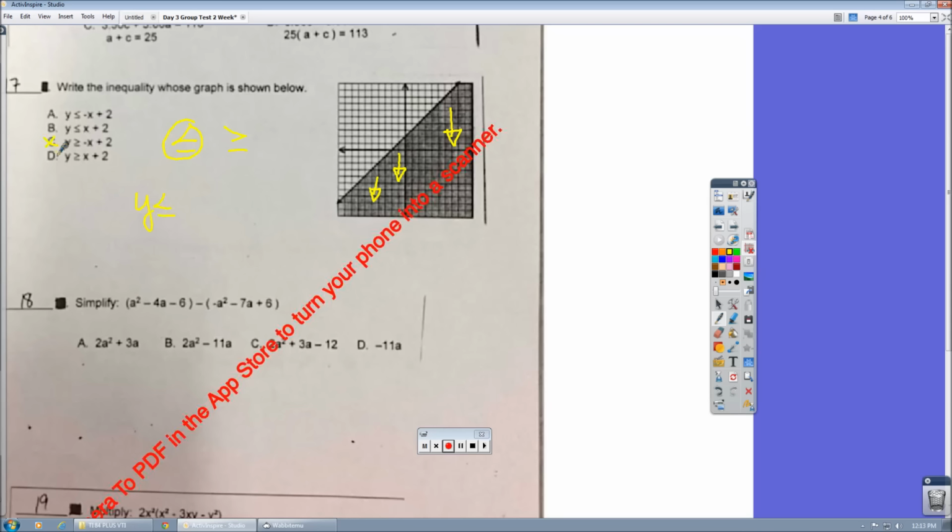So we'll mark C and D off, and then simply look, is the line positive or negative? Since it's a positive line, it's going to have a positive slope, which means the number in front of x has to be positive, giving me letter B.